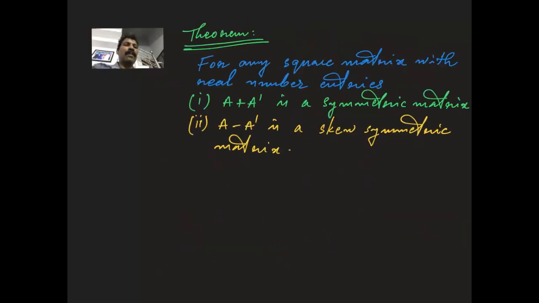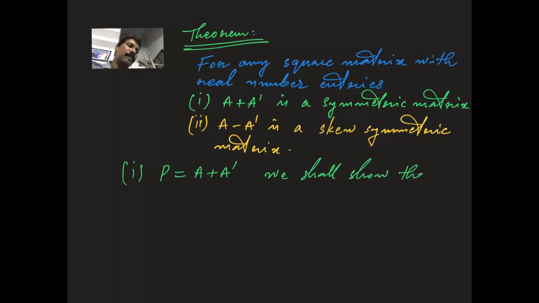Now we shall learn a theorem. For any square matrix with real number entries, A plus A dash is a symmetric matrix and A minus A dash is a skew symmetric matrix. How to prove it? Let us prove part 1. That is, A plus A dash is a symmetric matrix. So take capital P is equal to A plus A dash. Now we shall show that P is a symmetric matrix.